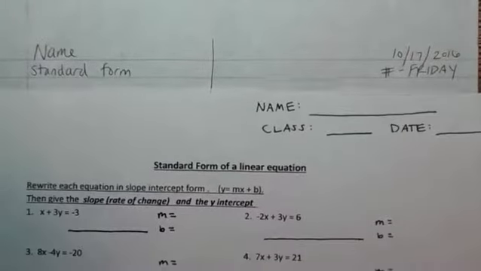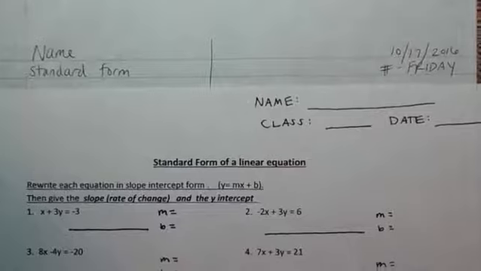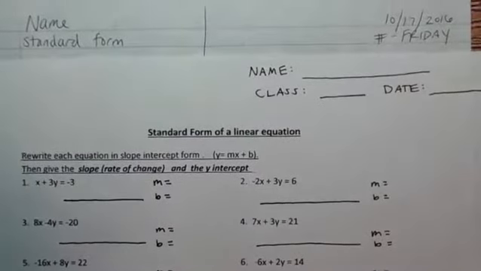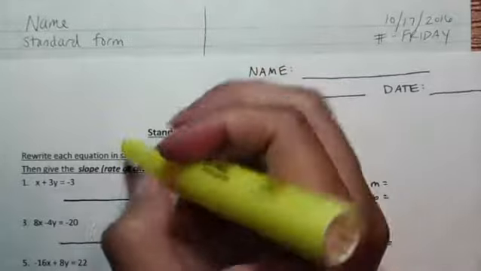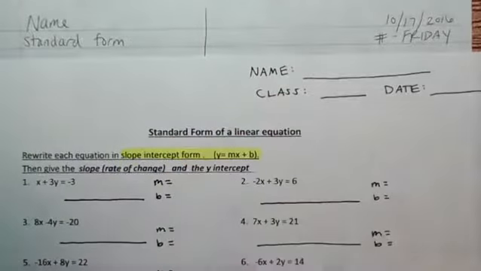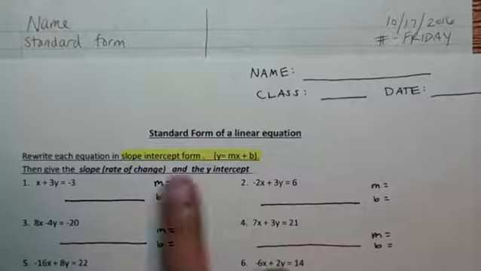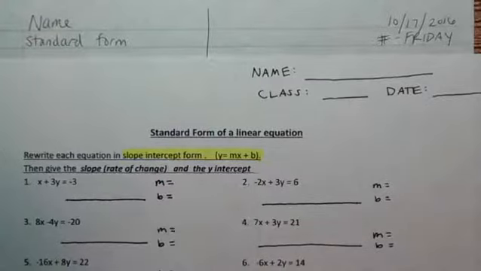So when you get the assignment, it looks like this. What I want you to do is take your highlighter, and the first 8, it says rewrite each equation in slope-intercept form. Okay, and then we give the slope and the y-intercept on the line that's provided. So whatever equation they give me, my answer should be in slope-intercept form.